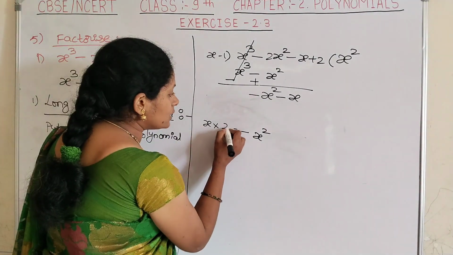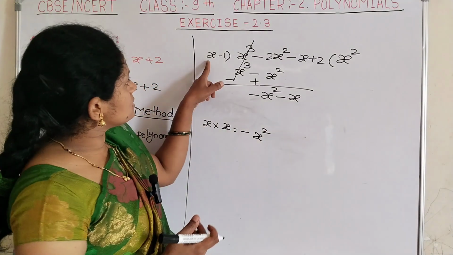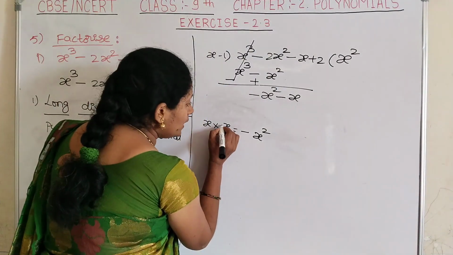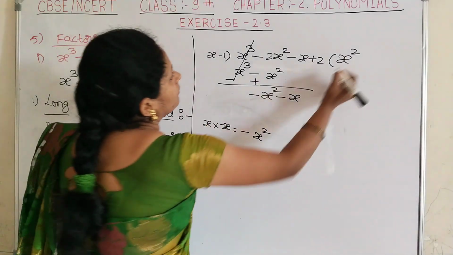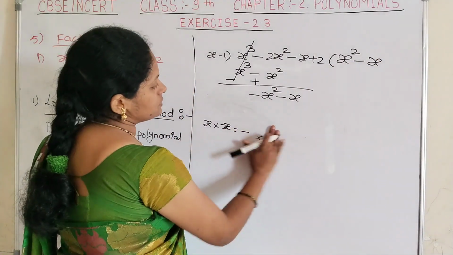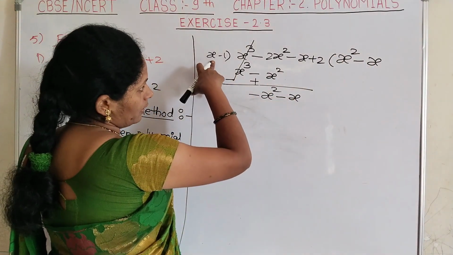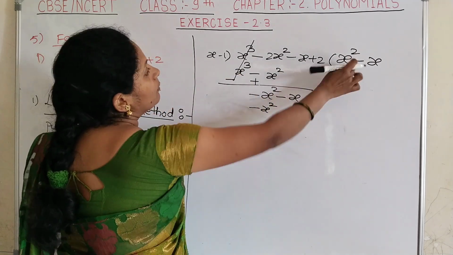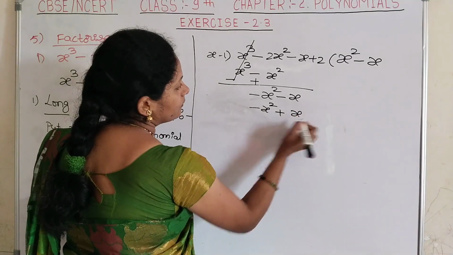So x into x gives us the x square, but there is a minus sign. We can't change the sign of the x because it is a divisor. So we can change the sign here, that will be minus x. X into minus x will be minus x square. In that way, minus x into x is the minus x square. Minus into minus will be plus. X into 1 is the x.